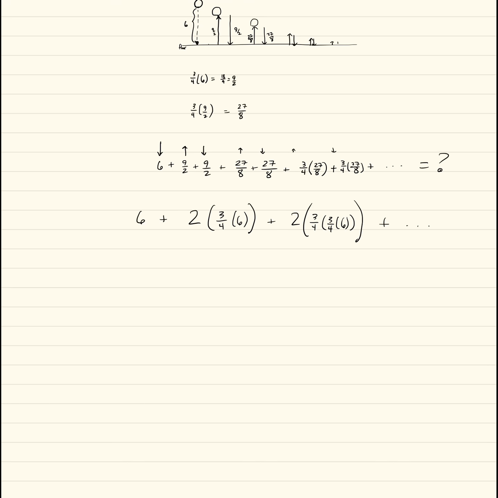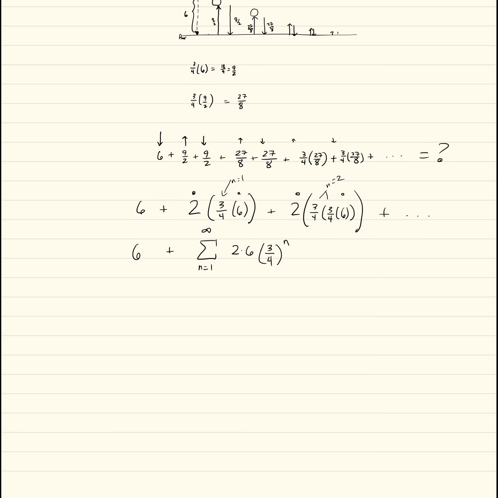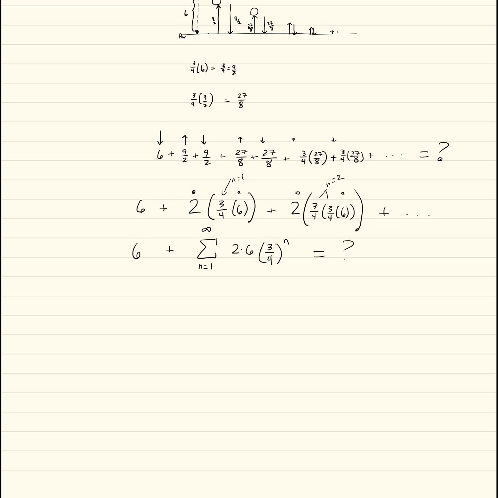So remember we said we'll have 6, and then plus, it looks like we need the sum of, so each term will have a 2 and a 6, right? So it'll be 2 times 6. And what's changing is how many powers of 3/4 we have. So it'll be 3/4 to the n. n starts at 1, right? So we're starting here at n equals 1. This is n equals 2, n equals 3, and so forth and so on. This is what we need to compute.